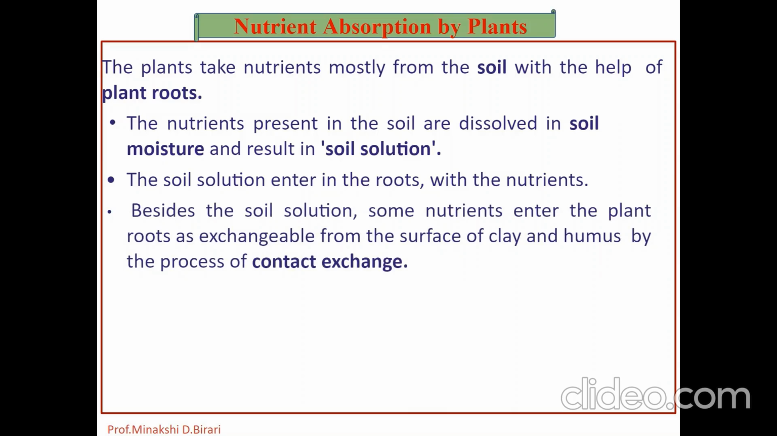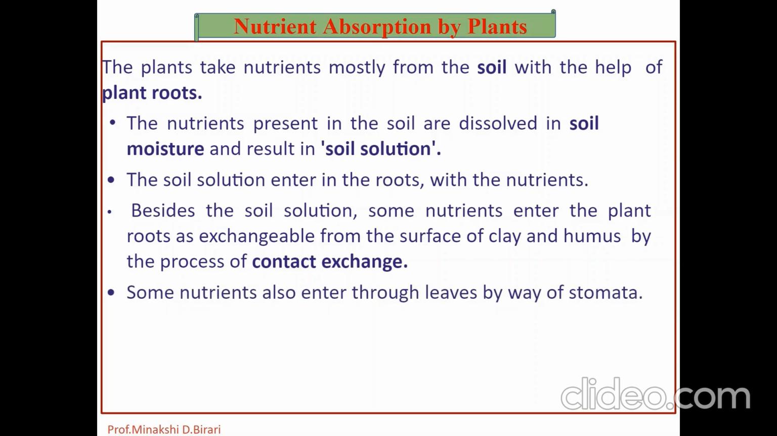Besides the soil solution being the source of plant nutrients, some nutrients enter the plant roots as exchangeable from the surface of clay and humus by the process of contact exchange. These are readily decomposable minerals which help in the nutrition of plants. Some nutrients also enter through the leaves by way of stomata. For example, most of the carbon dioxide, CO2, and some water enters the plant through the stomata.